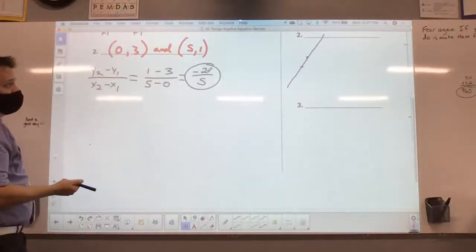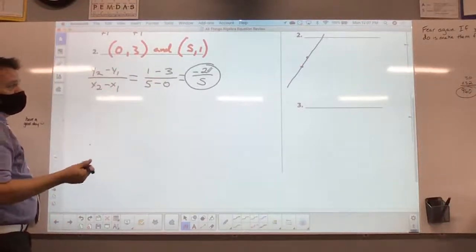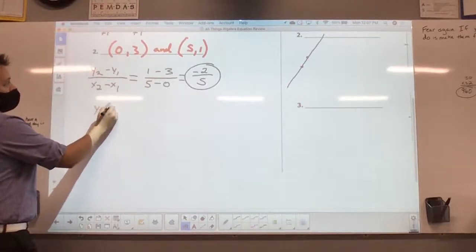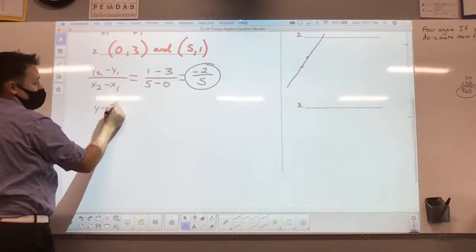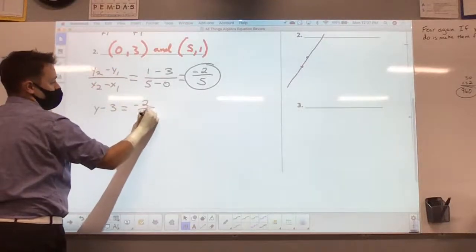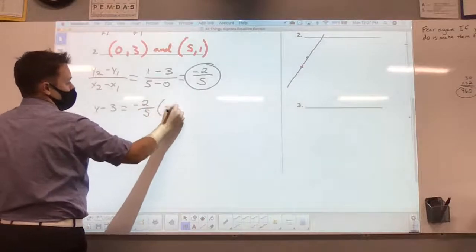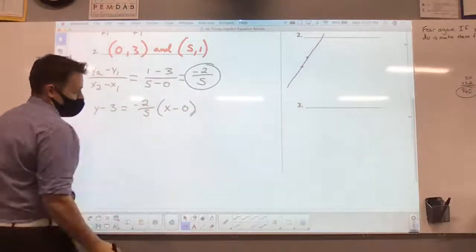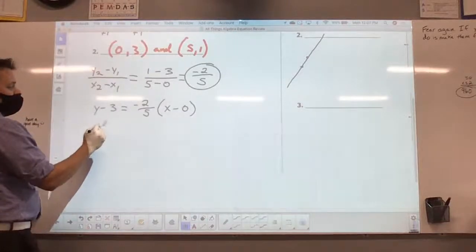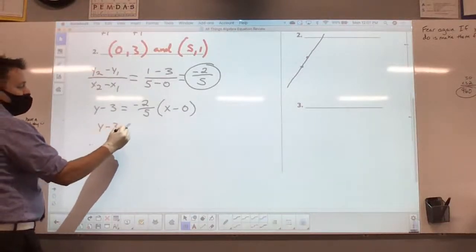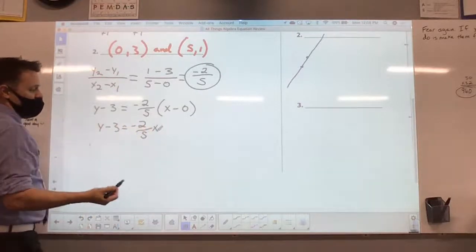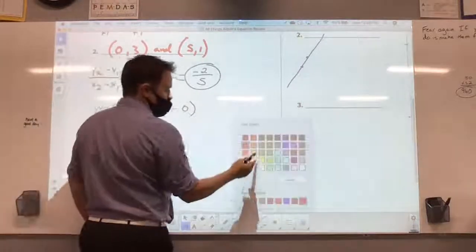Now plug in a value. 0, 3. That seems easiest. So it's y minus 3 equals negative 2/5 (x minus 0). Cool thing about that is it gets rid of the back end. As you go through, this is an operation that you should be able to do at this point.